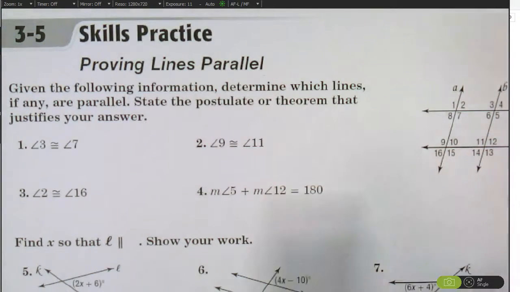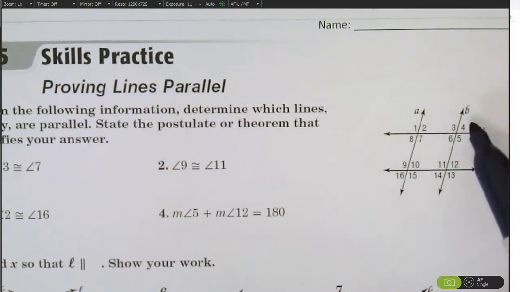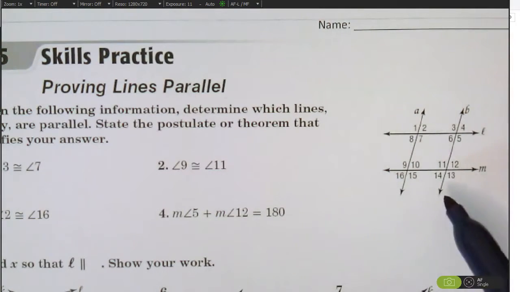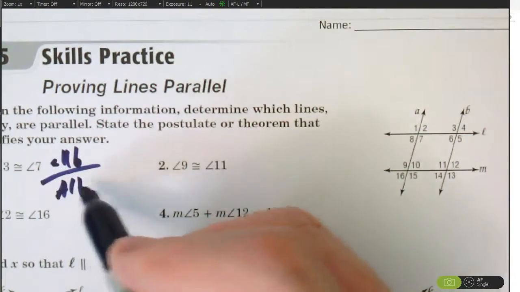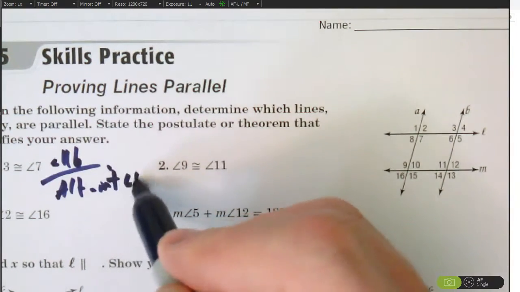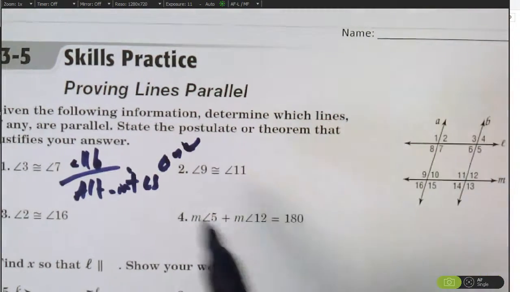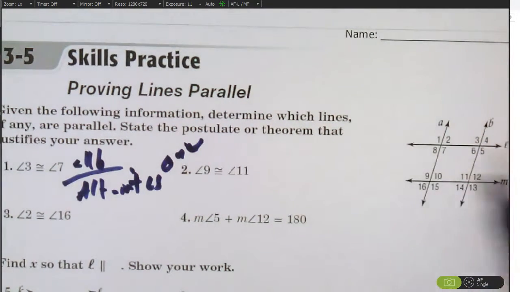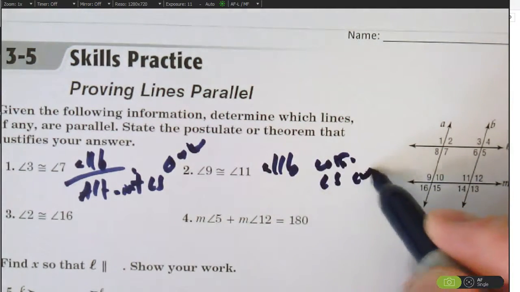If so, name what type. So 1, 3, and 7 in the drawing here. 3 and 7 are a pair of alternate interior angles. The transversal is L, and A and B are the lines it's cutting through. So it'd be A and B, alternate interior angles converse. Number 2, 9, and 11. 9 and 11 are a pair of corresponding angles. So it would be, again, for lines A and B, corresponding angles, converse.